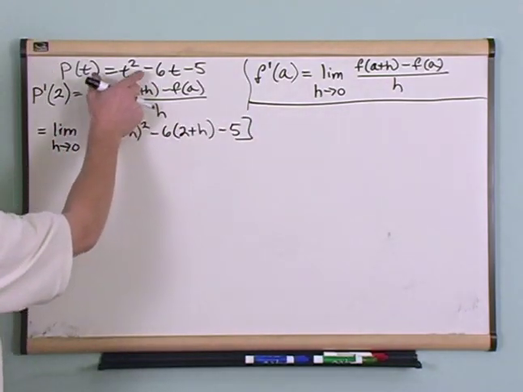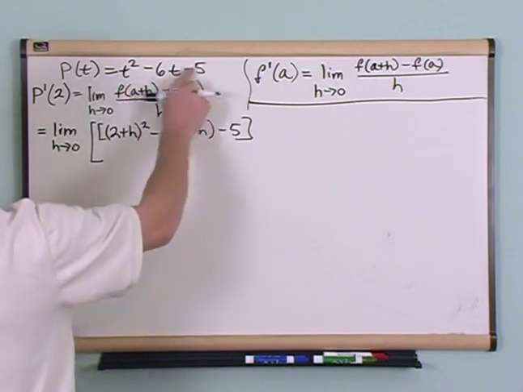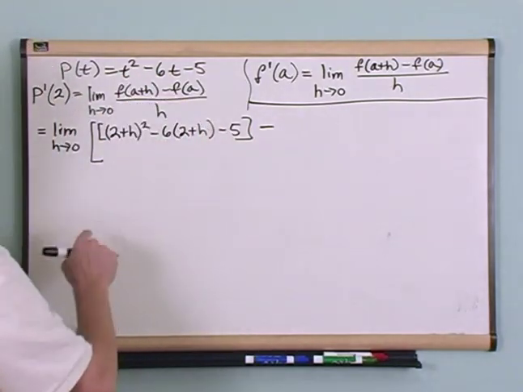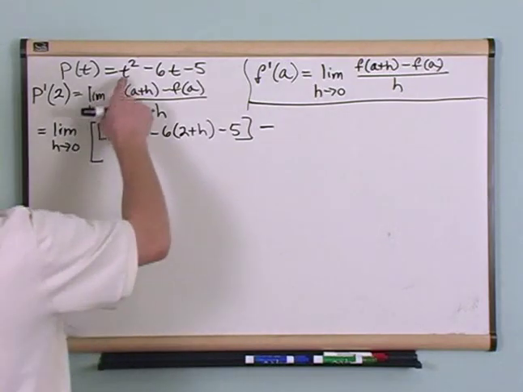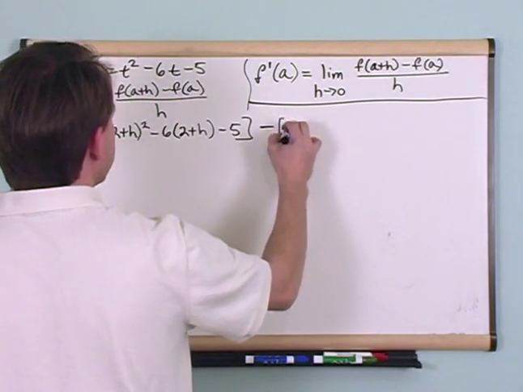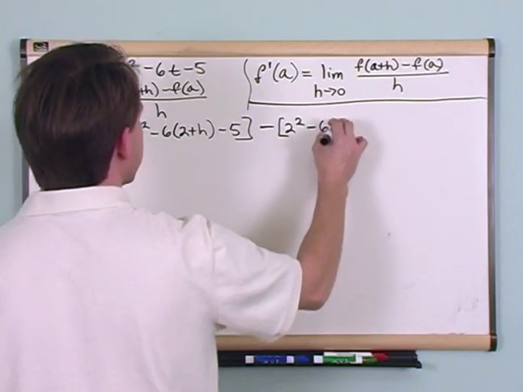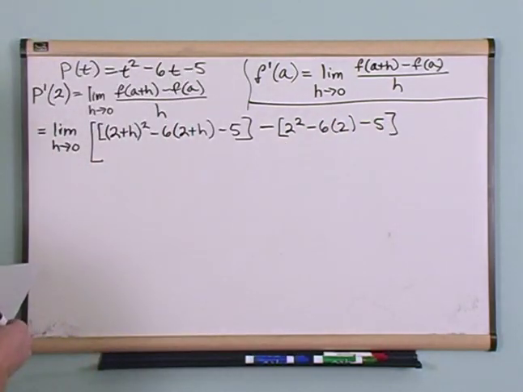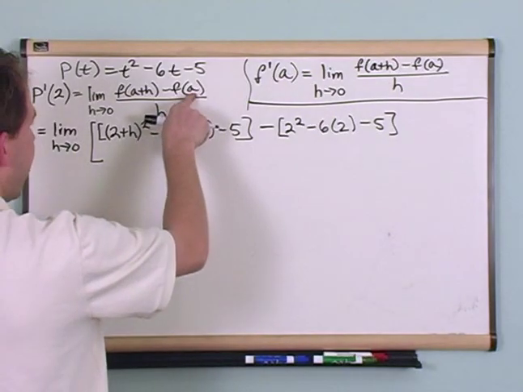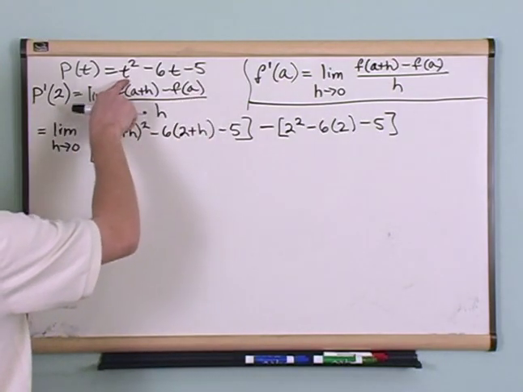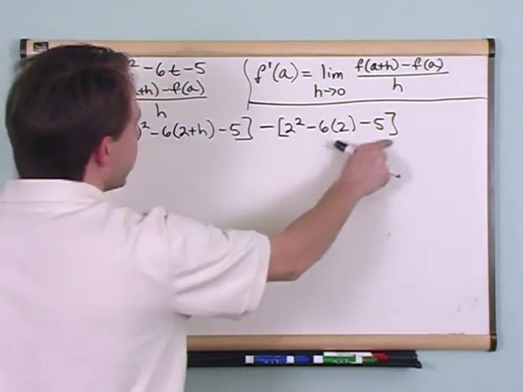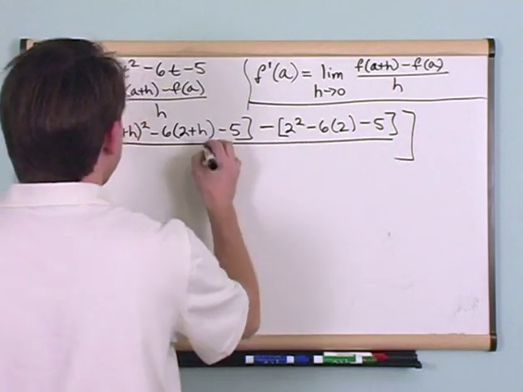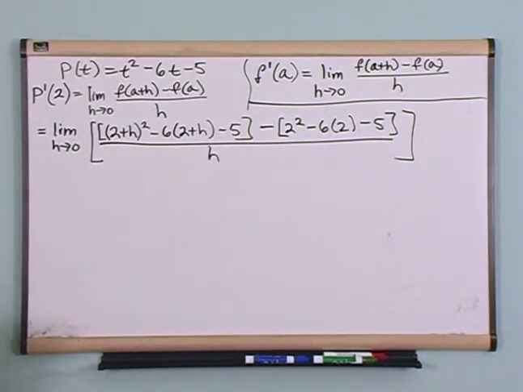This is f of a plus h. I've just plugged a plus h in here where a is equal to 2, and I get this. But remember, I've got to subtract this quantity, which is just f of a. So I'm going to have over here 2 squared minus 6 times 2 minus 5. Now why did I do it like that? Because it's f of a where a is equal to 2. So I just plug 2 in here and 2 in here, and I get this. Okay? And all of this stuff is over h. Okay?